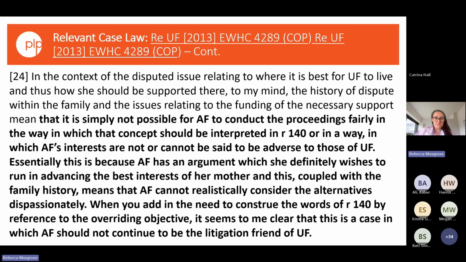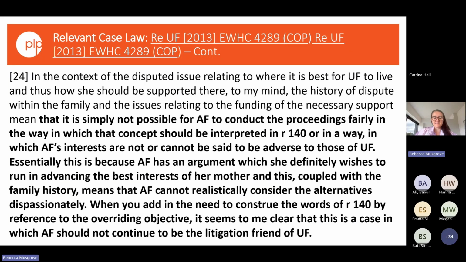So it's still on RUF. There's a bit more there, just in bold, about what he says in this particular case: it just wasn't possible for the family member to act fairly and in a way that wasn't adverse. He says essentially that's because the proposed litigation friend, the daughter, has an argument which she definitely wishes to run in advancing the best interests of her mum, coupled with a family history, means she can't realistically consider the alternatives.